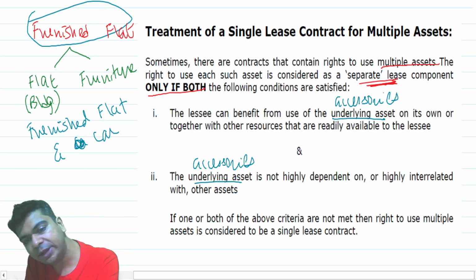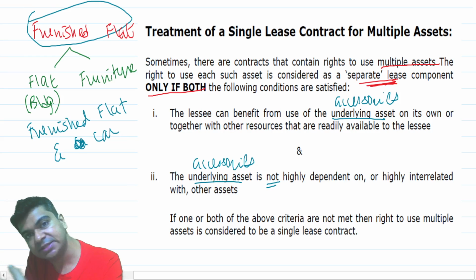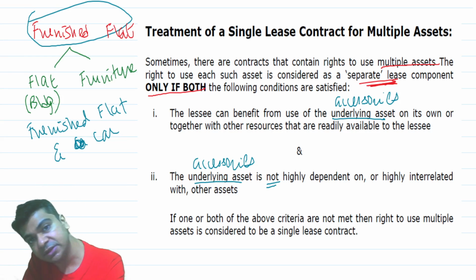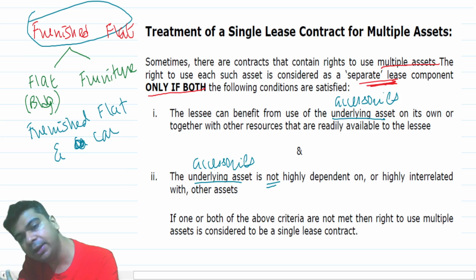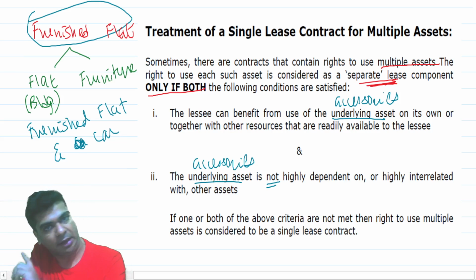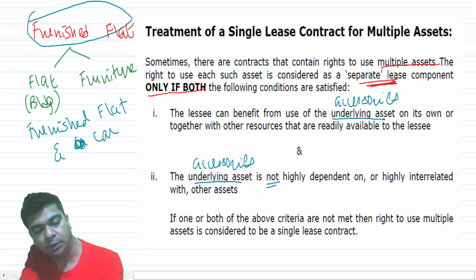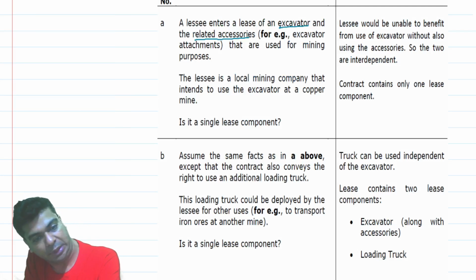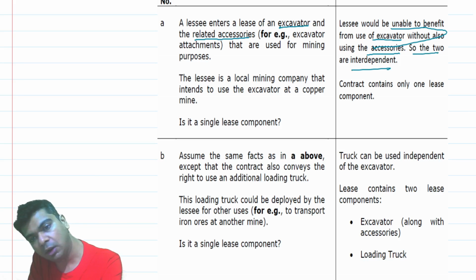Can we enjoy the benefit of the accessories on its own? And are the accessories not highly dependent? Because the accessories are attached to the excavator, I will get the full benefit of the accessories only if I have the excavator. In other words, the accessories and the excavator are highly interdependent, are highly interrelated. And if they are highly interrelated, we will consider it as a single lease component, isn't it? So they say lessee would be unable to benefit from the use of the excavator without also using the accessories. So the two are interdependent. Contract contains only one lease component.